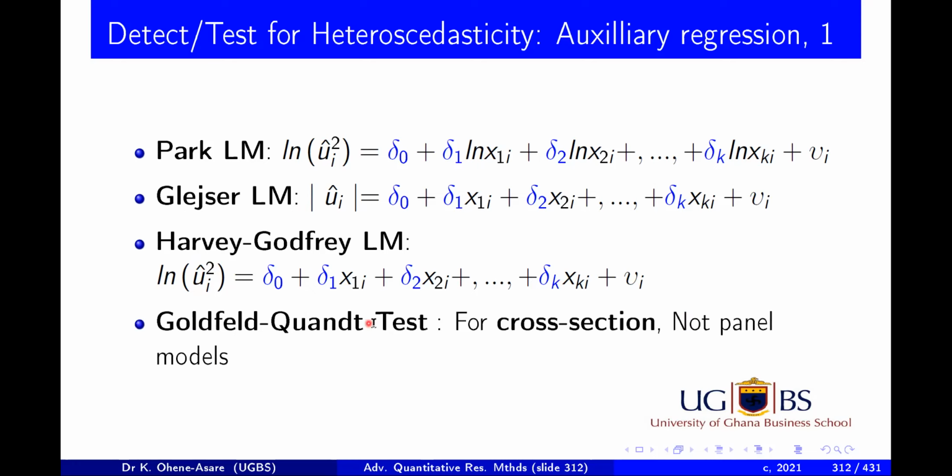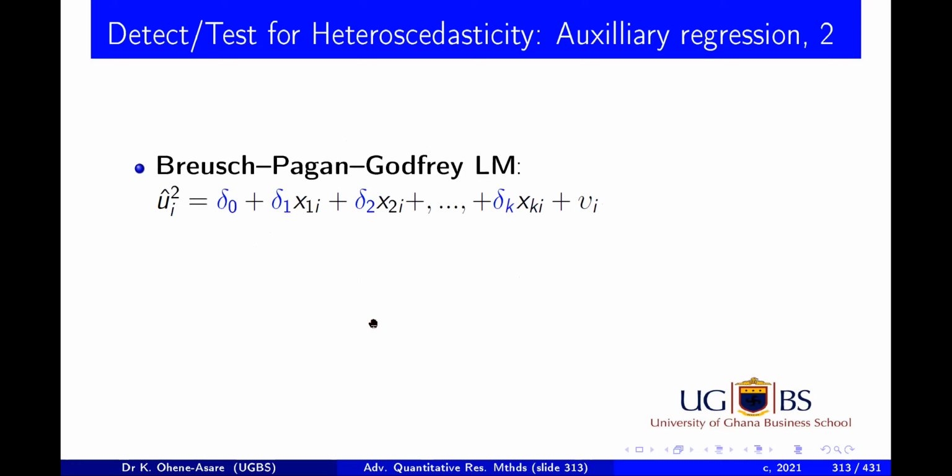The Goldfeld and Quandt test is for cross-sectional data. The Breusch-Pagan-Godfrey test uses the squared residual. Normally, when you take the square of the residuals, remember the residuals are negative and positive, so when you square them, you are making them all positive. So you square it and then you regress it on each of the independent variables.